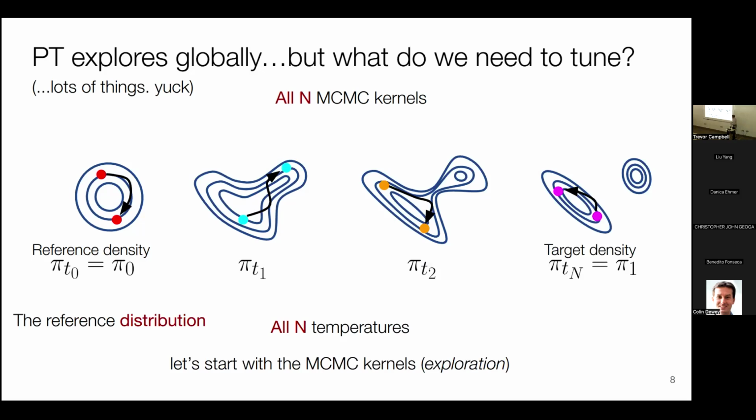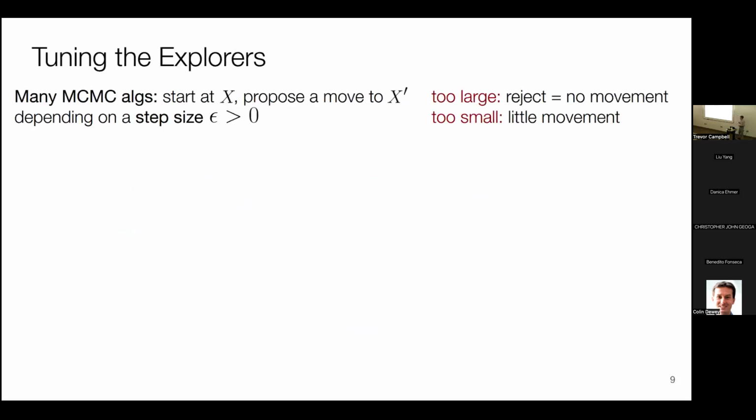Let's start with exploration. I'm going to restrict myself to the case where my explorers have a step size parameter. If you're familiar with random walk MH or the Metropolis adjusted Langevin algorithm, MALA, or HMC, these all have a step size parameter that determines how far away you move in one go. Too large of a step size means that you reject and you get no movement. That's bad. Too small of a step size means that you accept your steps, but you make really tiny movements.